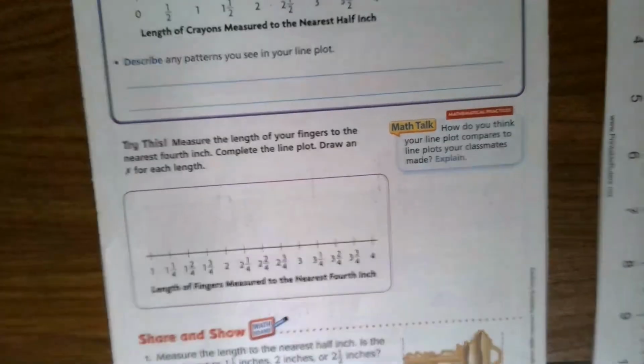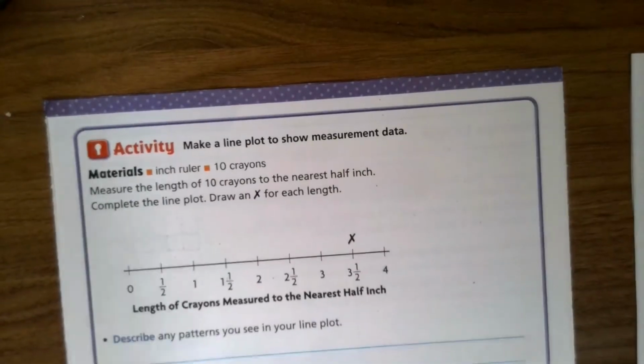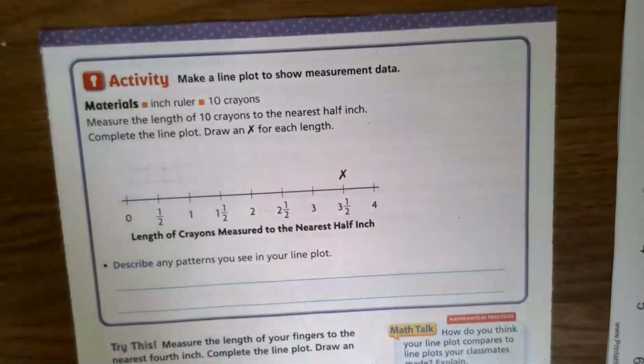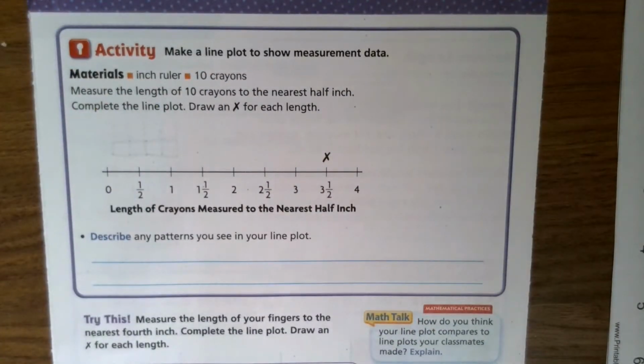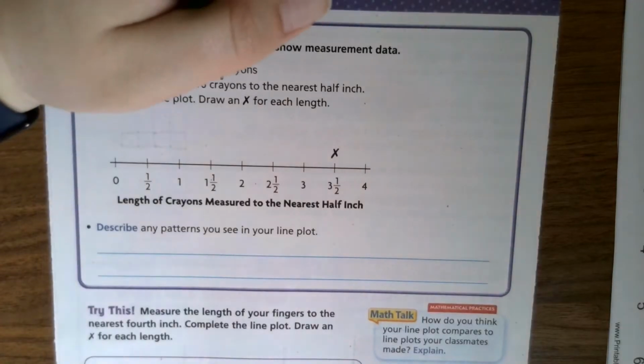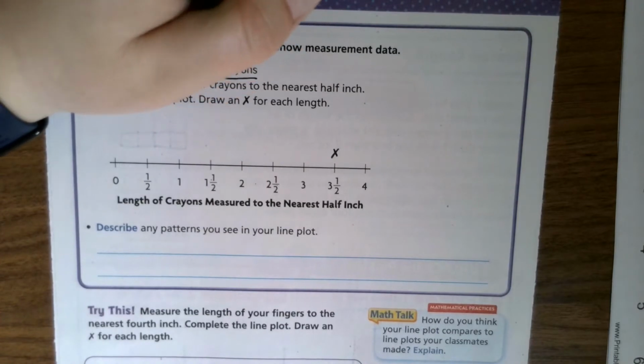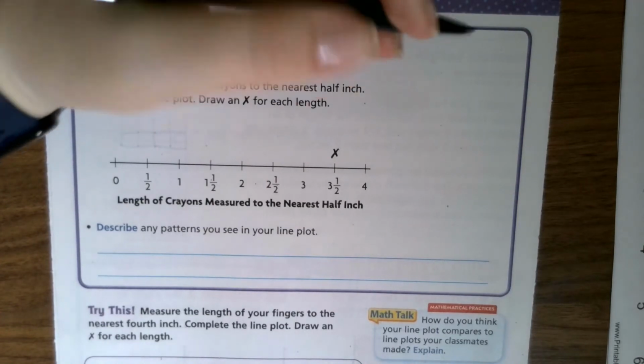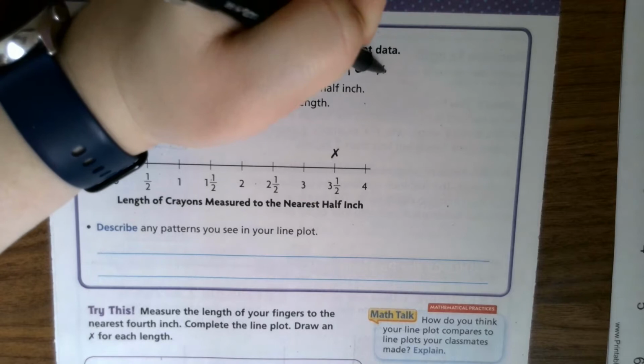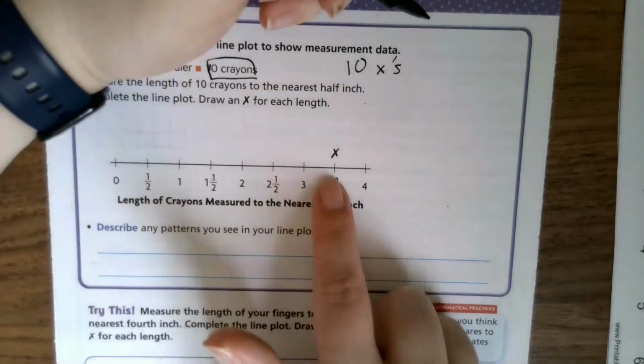So, up at the top, we have another activity. This is where we are going to show our measurement data. It says, measure the length of 10 crayons to the nearest 1/2 inch. Complete the line plot. Draw an X for each length. So we are measuring 10 crayons. So if we're measuring 10, that means we will need 10 X's on our line plot.